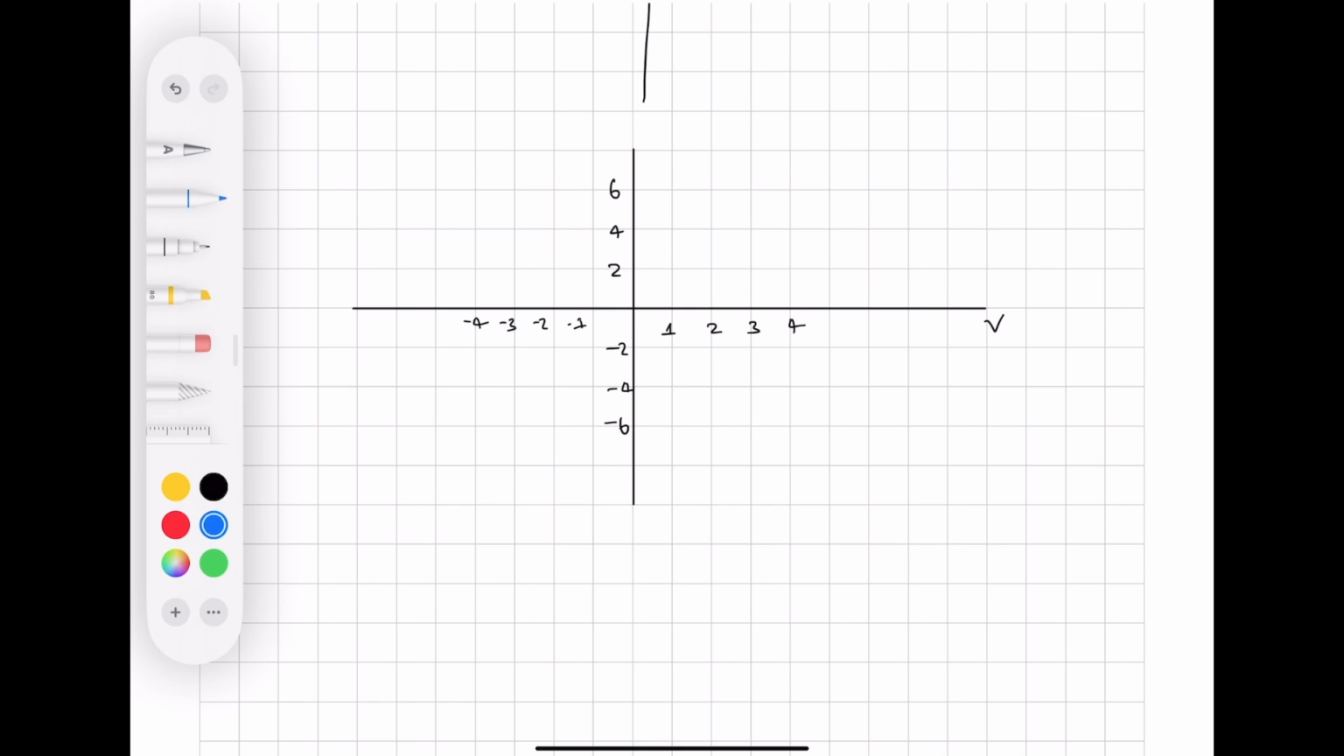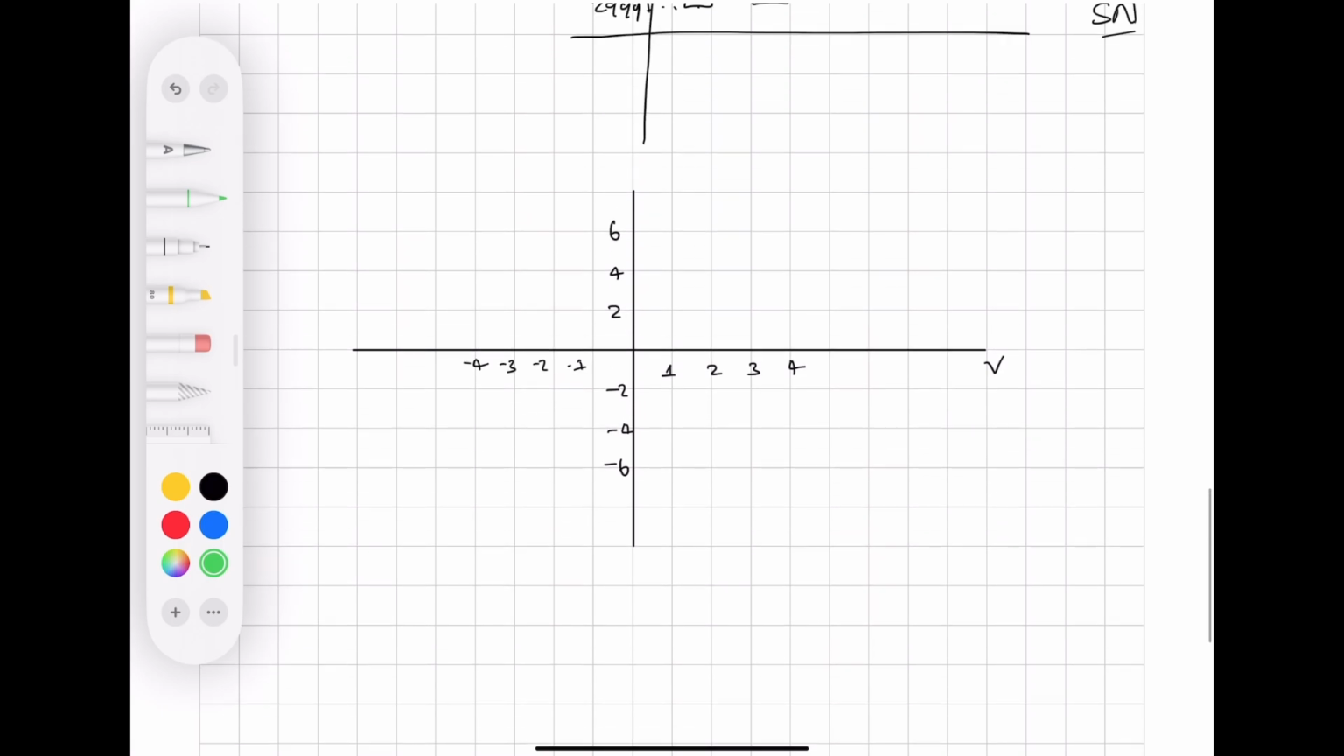In case 1, I think I was using green for case 1. At 1 volt, we had 4 amps, and at 2 volts, we had 8 amps. So you can kind of see the IV curve was like that.